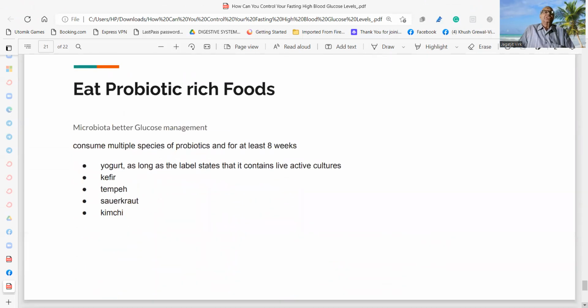Eat probiotic-rich foods. Microbiota, better glucose management. Your microbiome, your bacteria in your gut, all manage your glucose. Consume multiple species of probiotics for at least 8 weeks. This you can get from yogurt as long as the label states that it contains live active cultures, not from your pasteurized milk or pasteurized food. Kefir, you can have tempeh, sauerkraut, and kimchi. All these foods contain enough number of microbiotas.